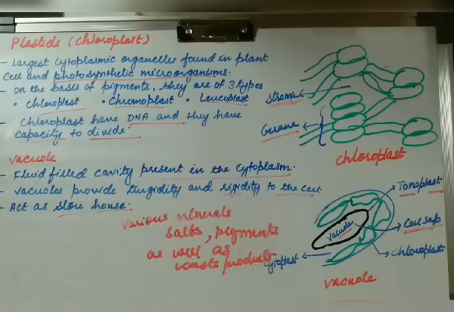This is all about the last organelle, your vacuole, and with this we end today's lecture on the cell organelle. We will be back soon with the fourth part of this chapter, in which we will be dealing with the difference between the prokaryotic and eukaryotic cell, and the difference between the plant cell and the animal cell.